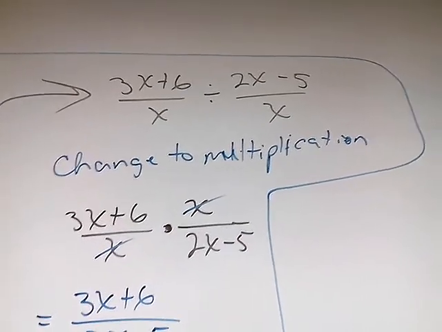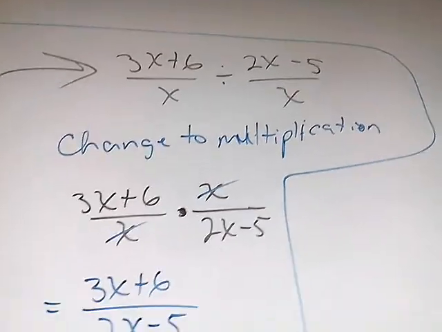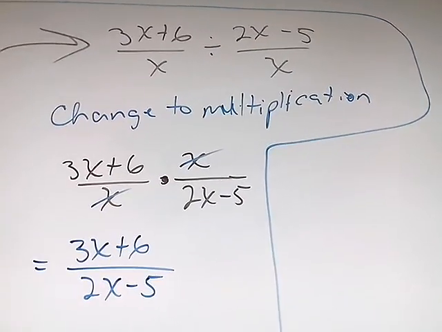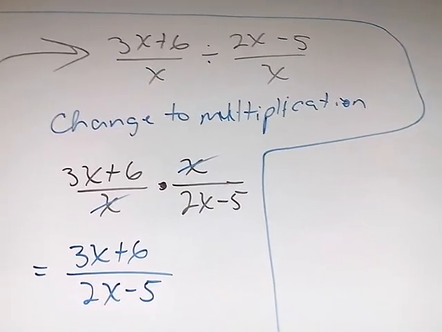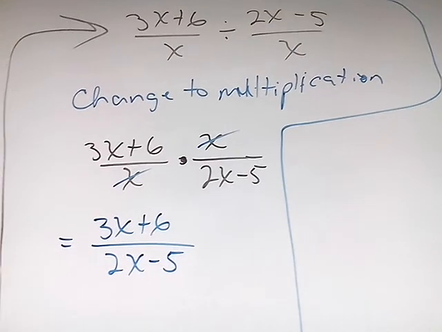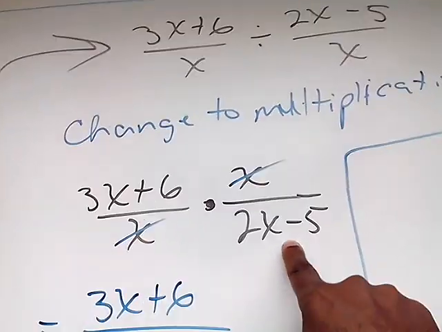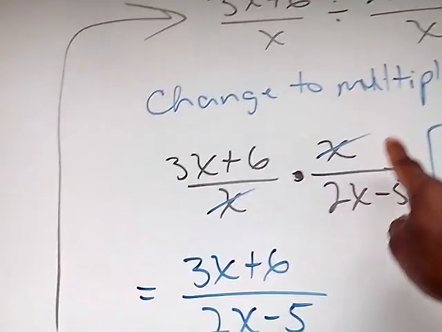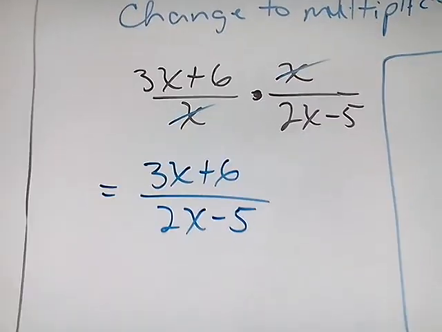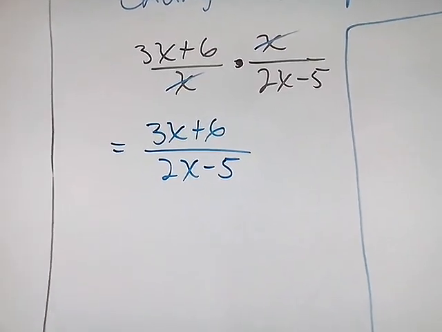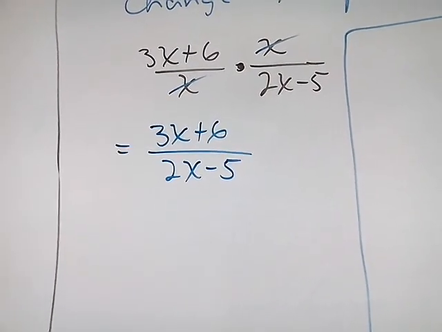Just rewriting it in terms of a division problem so that we know that we need to change it to multiplication by flipping the second term. So right here is where we flip the second term, then the x canceled out, leaving us with 3x plus 6 over 2x minus 5.